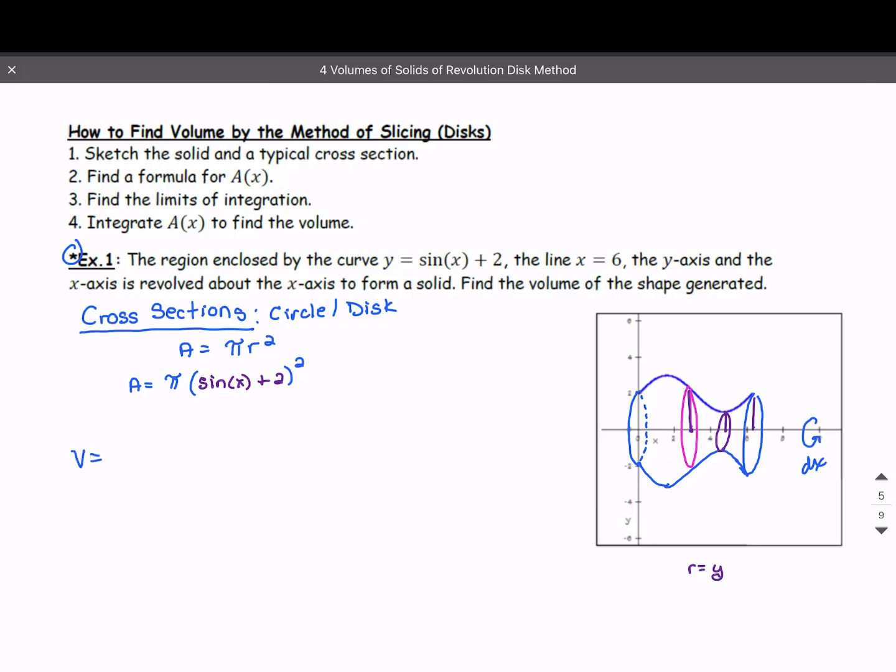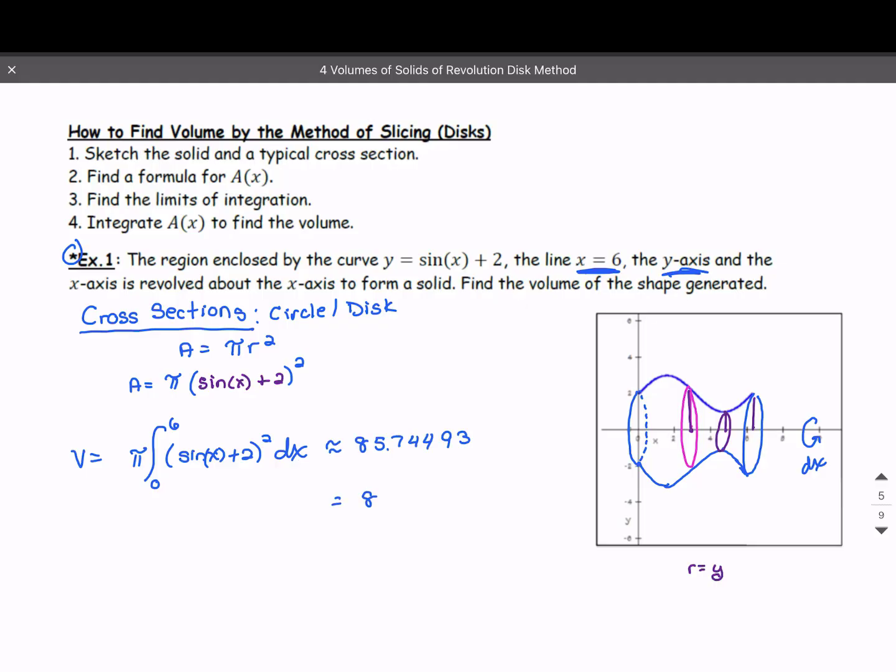Your volume is the integral of that area. I'm going to pull the pi out because it's a constant. Sine x plus 2 quantity squared dx. Now our limits. Where did our x's go from? They went from 0 because we started at the y-axis and we ended at x equals 6. The x's are going from 0 to 6. Now you're going to go grab your calculator and you're going to put that in.